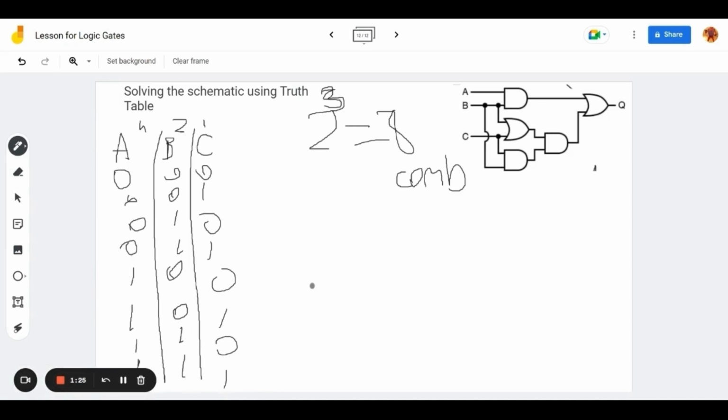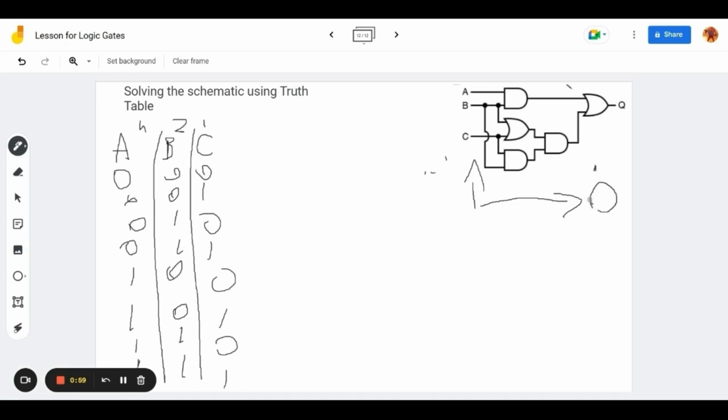Now, in order to solve the schematic, we have to go in order. Just like in algebra and math, where we go in order from left to right and follow BEDMAS, the same rules apply here. What I mean by this is that we go left to right. From the schematic, we start here and then we go left to right, ending here, ending here, ending here. And that is our answer.